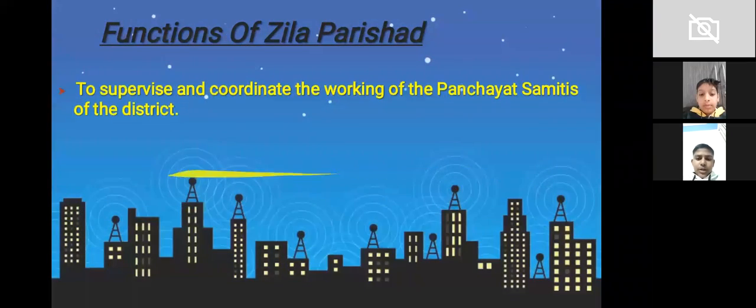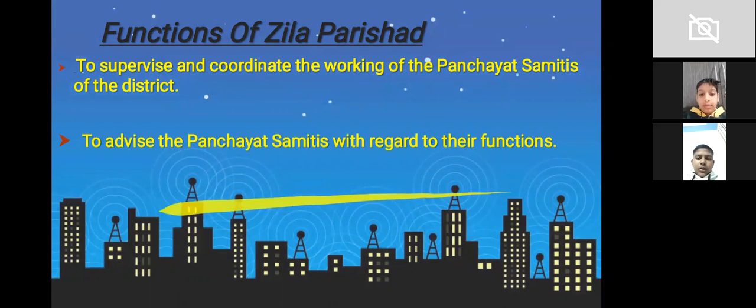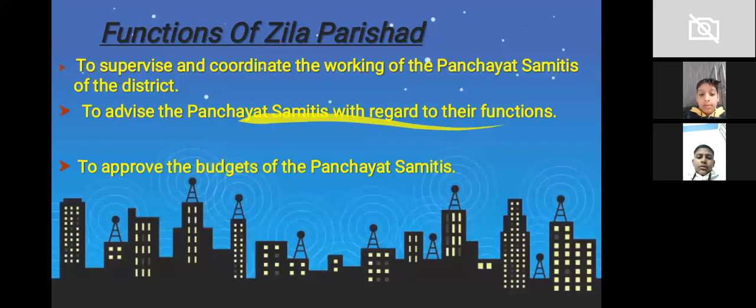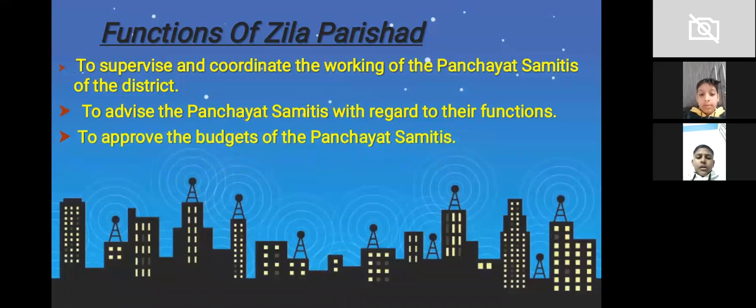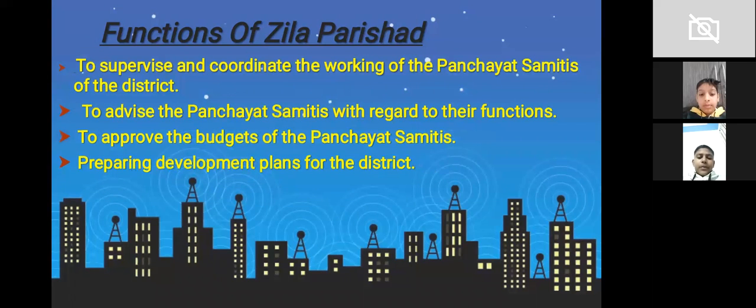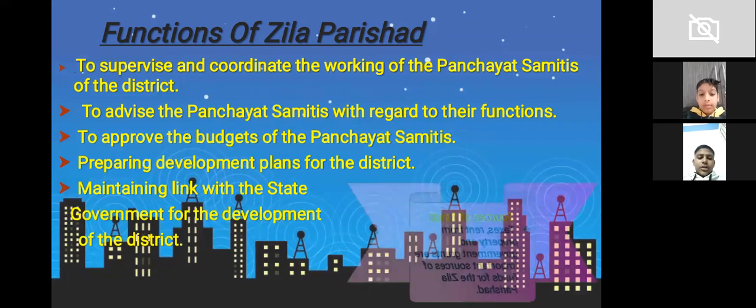Functions of Jilla Parishad. To supervise and coordinate the working of the Panchayat Samitis of the district. To advise the Panchayat Samitis with regard to their functions. To approve the budgets of the Panchayat Samitis. Prepare development plans for the district. Maintain link with the state government for the development of the district.